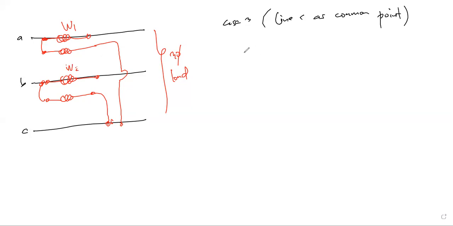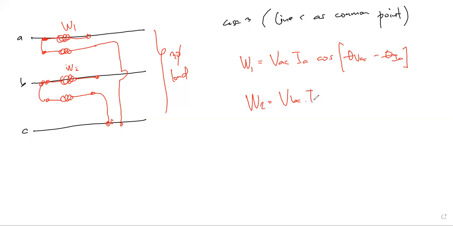So the readings can be calculated as follows: wattmeter 1 is VAC, current IA, cosine of theta VAC minus theta IA. Wattmeter 2, on the other hand, would be VBC, current IB, cosine of theta VBC minus theta IB. Of course, this will have a unit in watts.